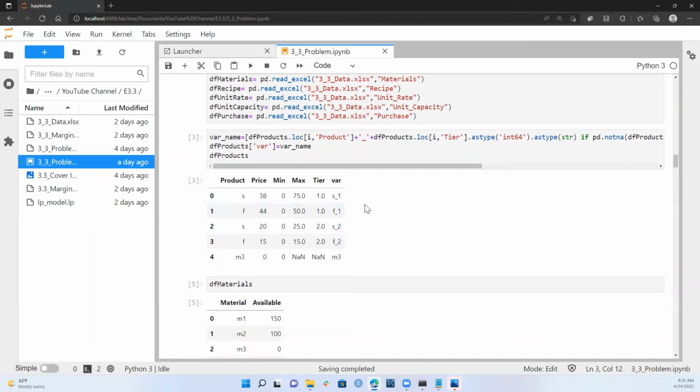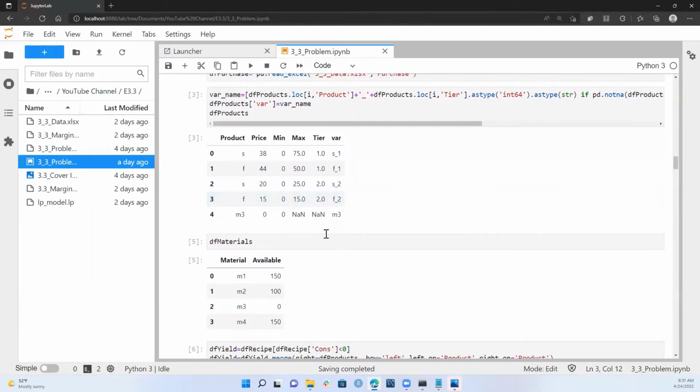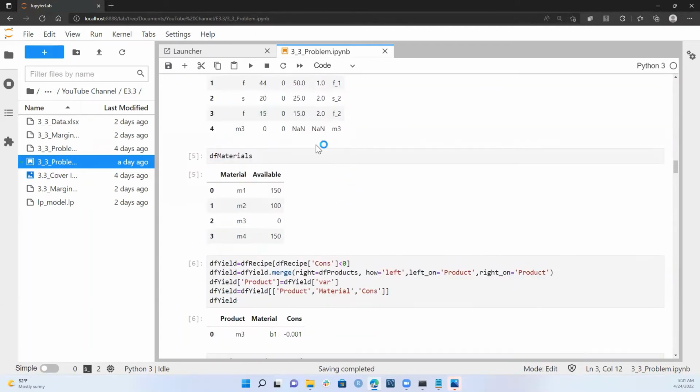And so I'm going to loop through each of these rows, and where I have a product and a tiered market, I'm going to create a unique variable name. It's pretty straightforward. It's going to be S_1, F_1, S_2, or F_2. And of course, for our intermediate component, since we're not selling that and we don't have any tiered markets, we just retain the original product name. That's how we're going to construct the variables P sub I and Y sub I K later, using these variable names. No transformations necessary for the materials table.